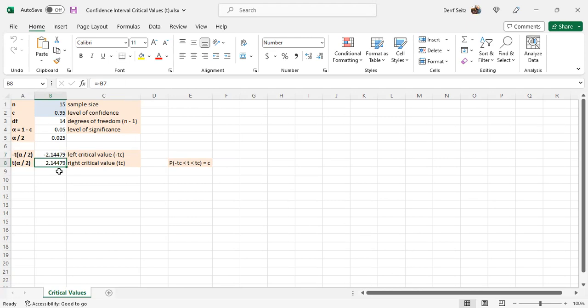The right critical value is simply the negative of the left one because it's symmetrical on the other side.